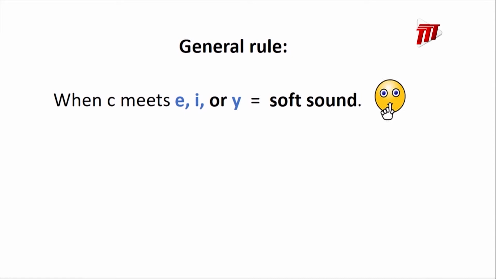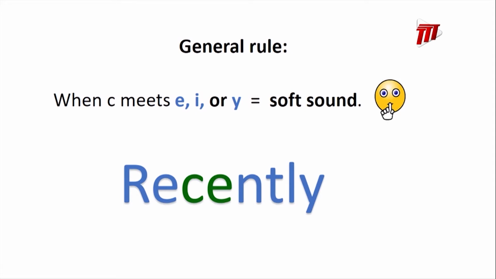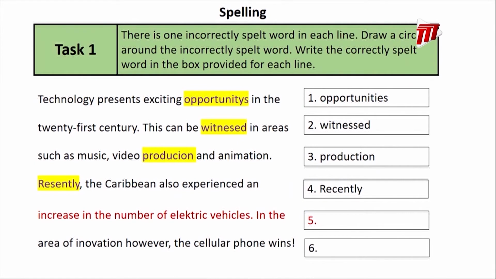And there are many words that will help you, like forcefully, F-O-R-C-E-F-U-L-L-Y. All right? So menacingly, M-E-N-A-C-I-N-G-L-Y. So it's when E, I, or Y follows C, the soft sound is made. So the word is recently, R-E-C-E-N-T-L-Y. And you see the E following C? And that's how we know we have to use a C there and not an S. So it's recently, we circle the word and we write the correct spelling in the box provided.